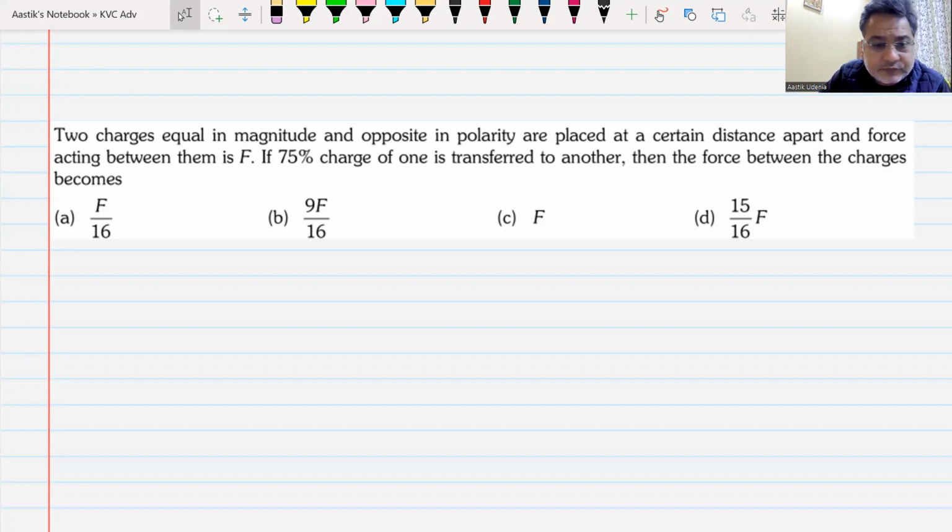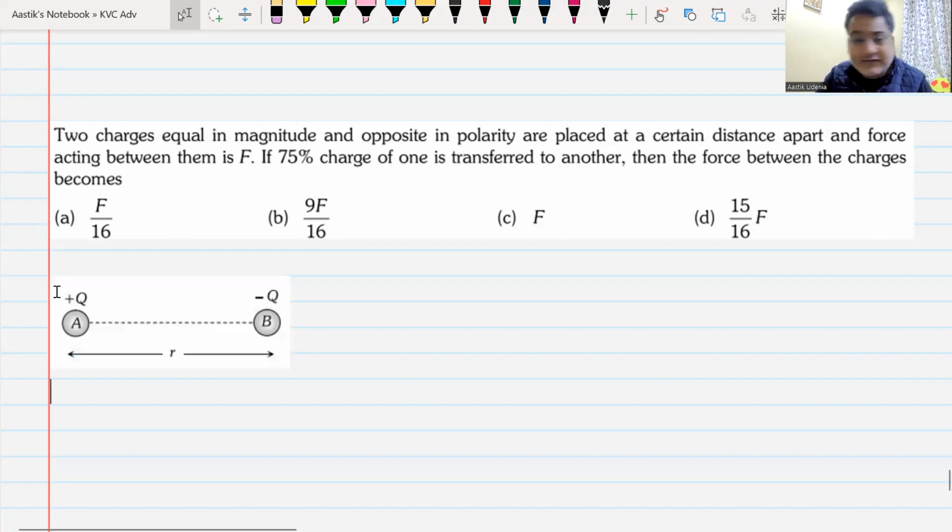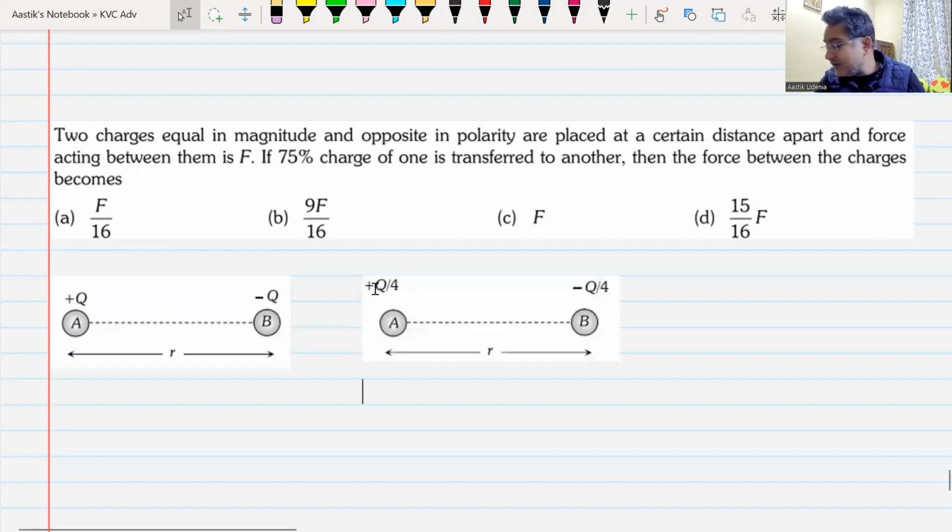I mean, you just have to see the diagrams. I'll just show you a diagram so that I'll save some time. This is the initial case: plus Q, minus Q. This is the final case. 75% of the charge has been transferred, so the positive charge becomes plus Q by 4 and the negative charge becomes minus Q by 4. And the answer is F by 16.